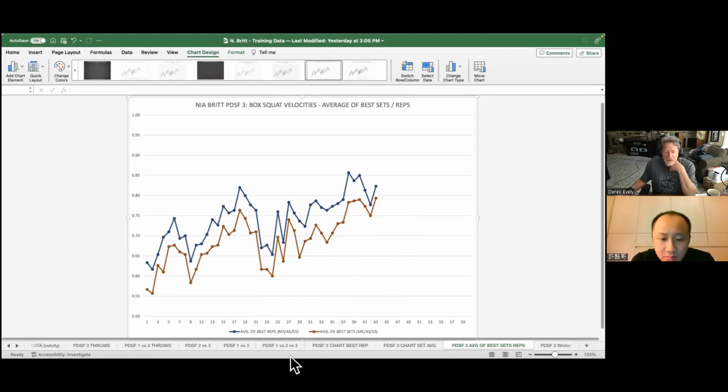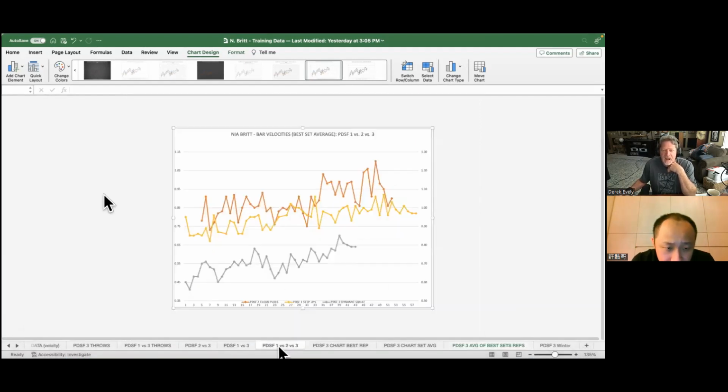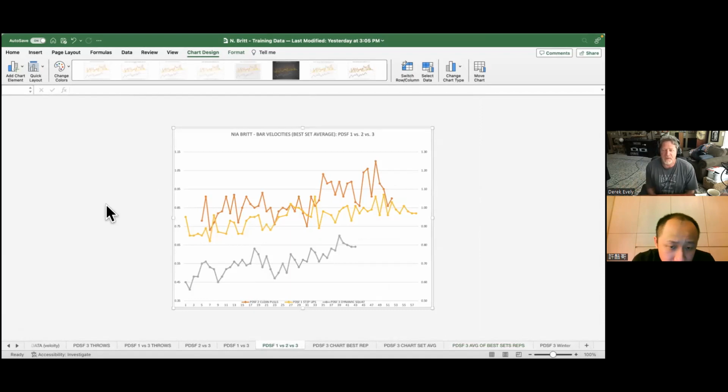So now here's something really cool. This is an average of the last three PDSFs. Okay. So this is only the best set average of the day, in the strength speed zone. So this is all strength speed.